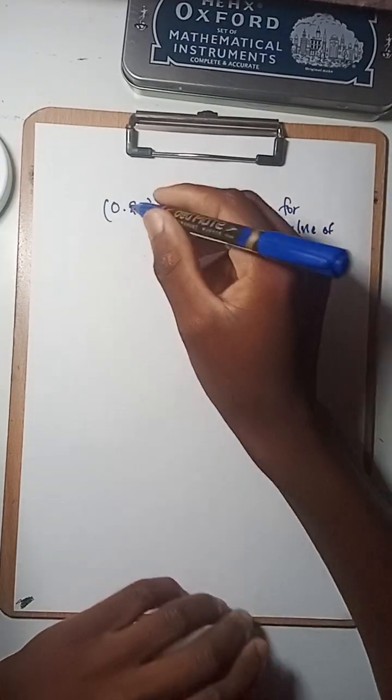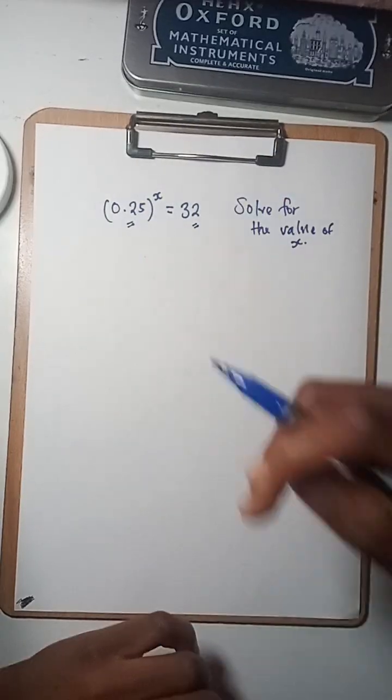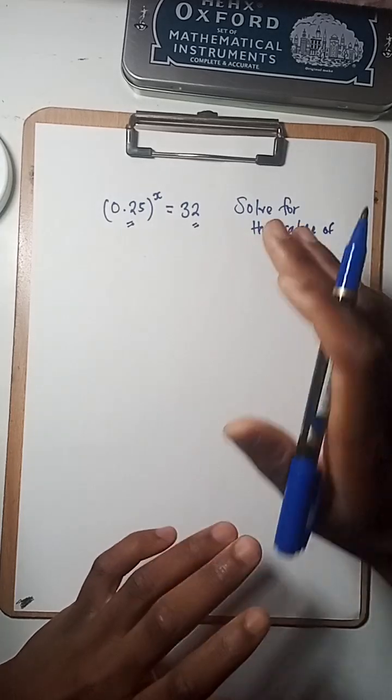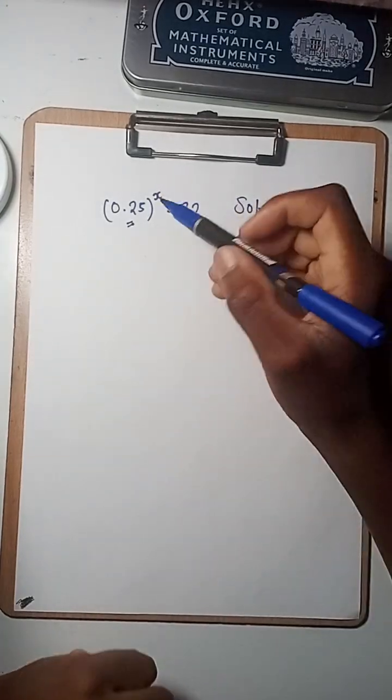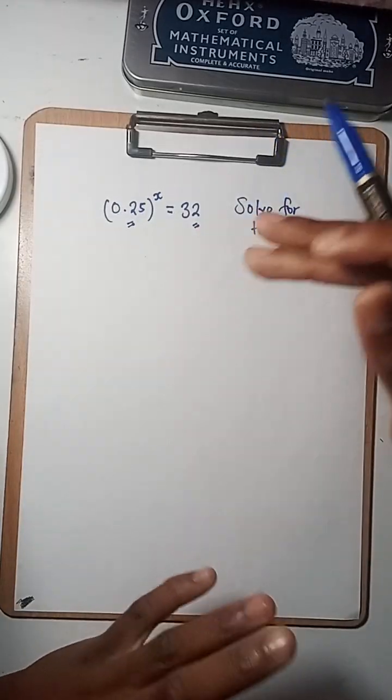Have a look at this. We have a decimal number here and we have a whole number. Is there a way we can make these two bases the same? Of course. We are going to convert this decimal number into a fraction.